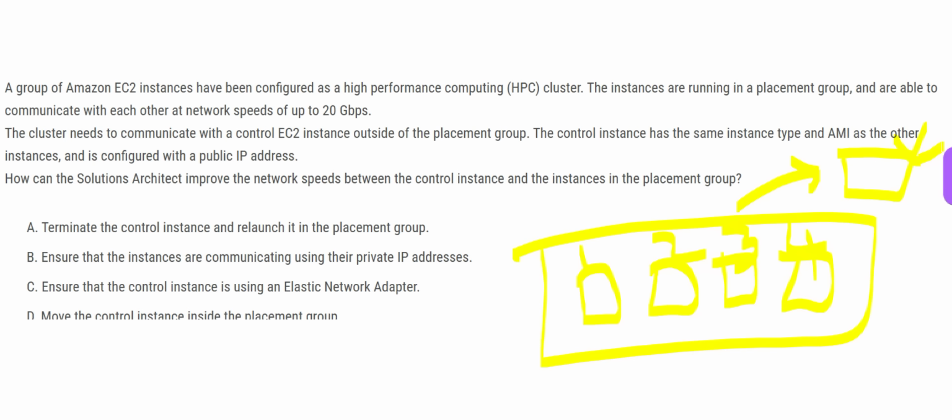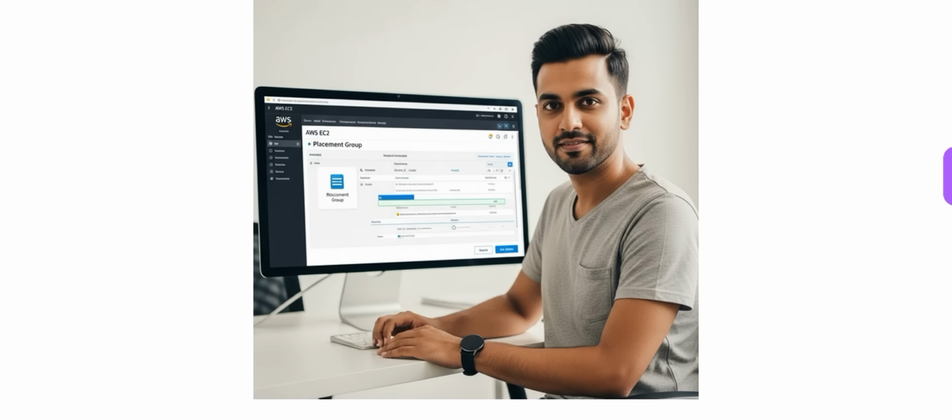So now you are the solution architect. You need to improve the network speed here. This blue one, you want to improve this. So we are very much specific about placement groups in this case.